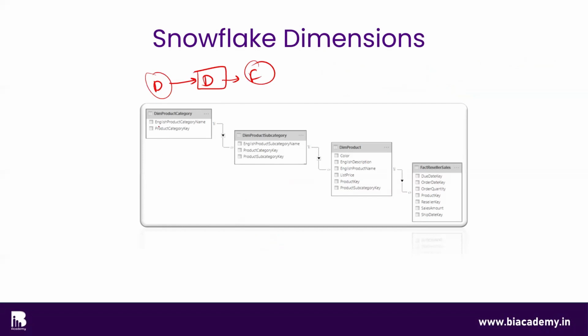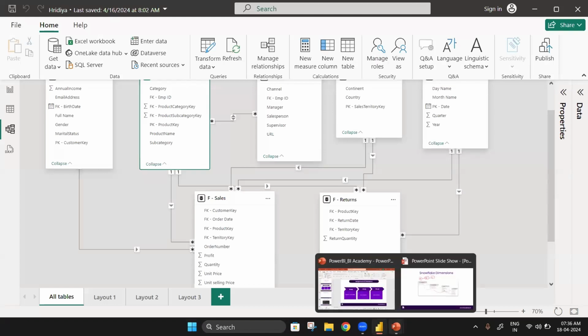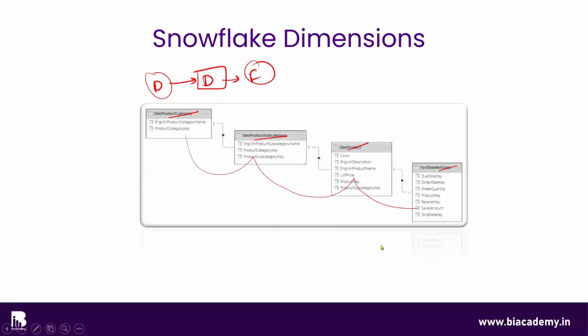Like here, if you see, the table category is connected with product subcategory, and product subcategory is connected with product, and product is connected with the sales table, which is the fact table. So this category and this subcategory are not connected with the sales table directly. They are connected via other tables. That is called Snowflake schema. Okay, understood? It's not direct. You connect one first, then from there the next, like that.